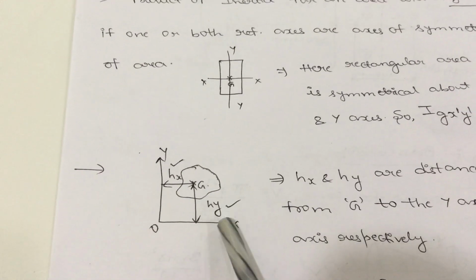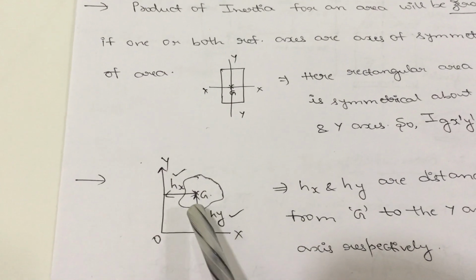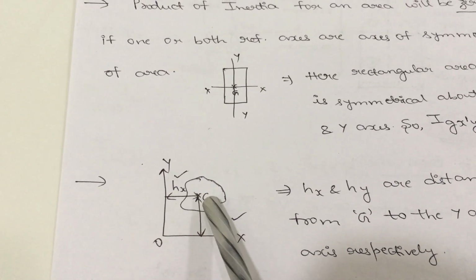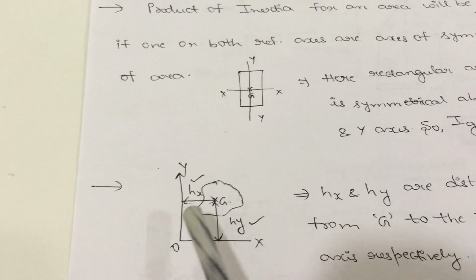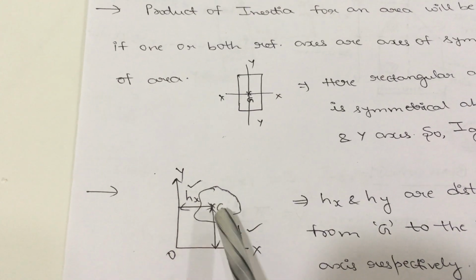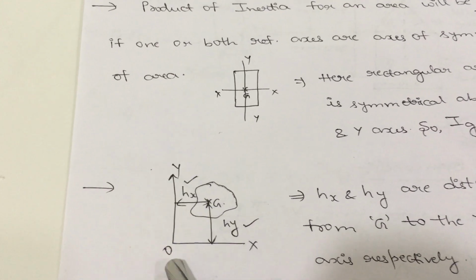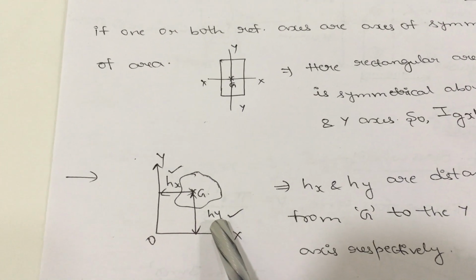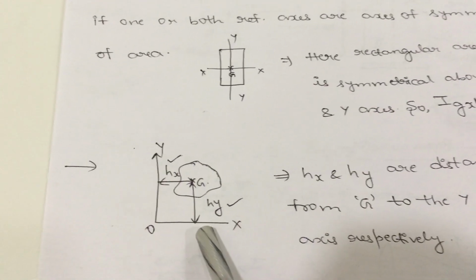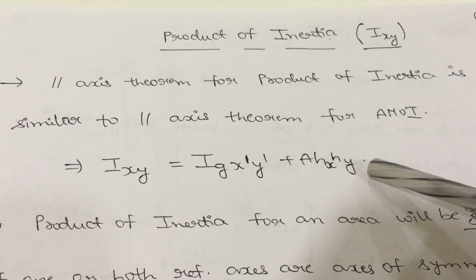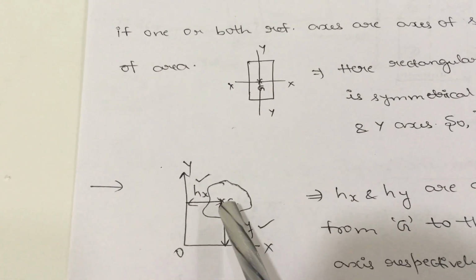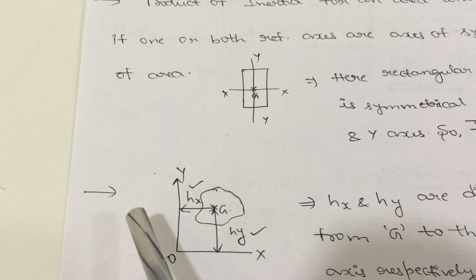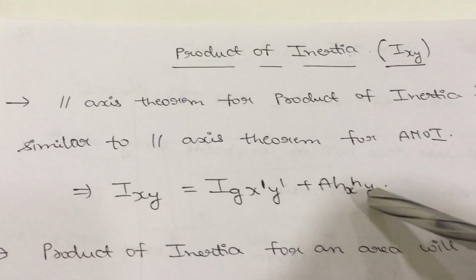Now everyone observe this diagram here. If we consider any plane figure, here you will have the centroid point, and this complete plane figure is in the xy plane. Here hx is the distance between the centroid of the plane figure and the y axis, and hy is the distance between the centroid of the plane figure and the x axis. So in the parallel axis theorem for the product of inertia, you get the hx and hy distances directly from the centroid point to their axes, the x axis and y axis. So this is the first difference.